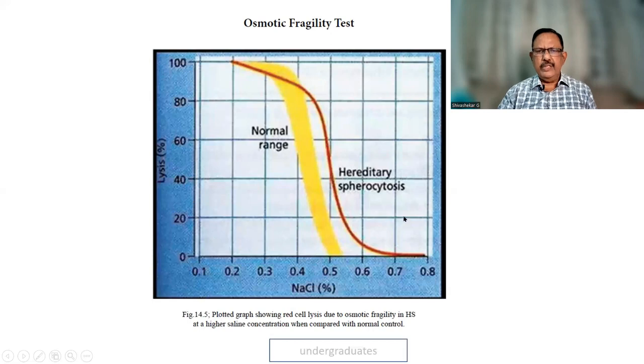This is the osmotic fragility test. Normally, you find that there is a different concentration of saline over here. This is a normal blood sample and this is the spherocytic sample. In spherocytosis, you find hemolysis will be starting at a very early stage, 0.8 itself. Whereas in the case of normal blood, it will be starting only around 0.5. This is a very sensitive test that can be done for spherocytosis.